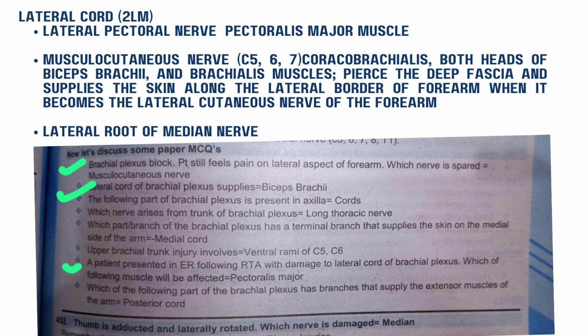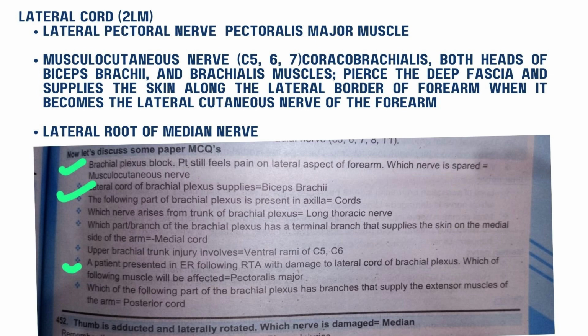Then there could be an MCQ: a patient presents in the ER following a road traffic accident with damage to the lateral cord of the brachial plexus. Which of the following muscles will be affected? Another branch of the lateral cord is the lateral pectoral nerve, and that supplies the pectoralis major muscle. This can be remembered by the word pectoral. So if the damage is at the lateral cord, pectoralis major is affected. These are the MCQs related to the lateral cord of the brachial plexus.